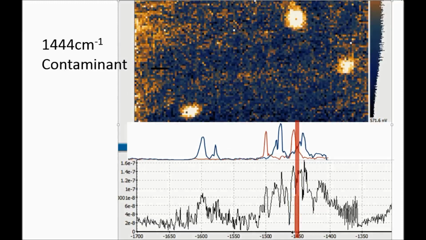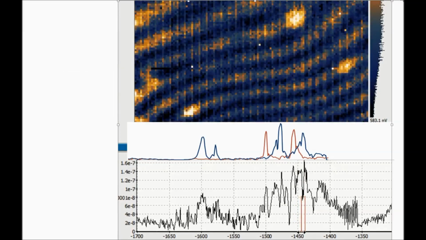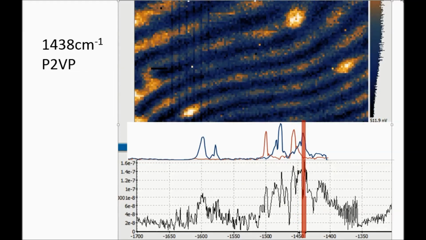And 1444 is right between a PS and P2VP peak, where the absorptions of the two materials are roughly equal, but the contaminant's PIFM signal is much stronger. 1438 is the last P2VP peak.